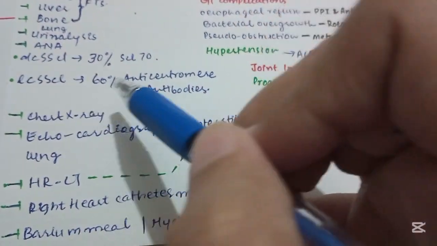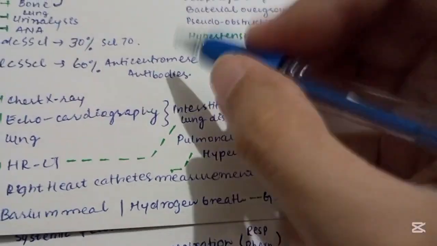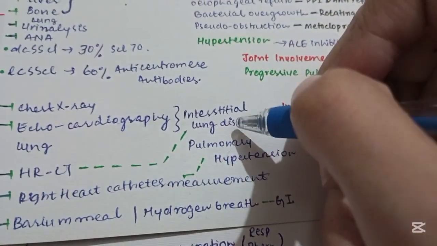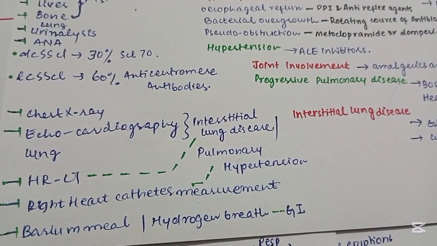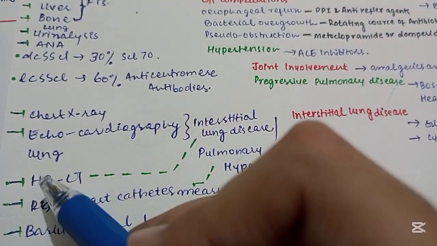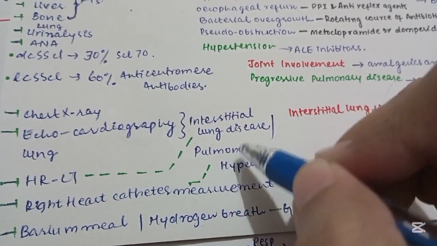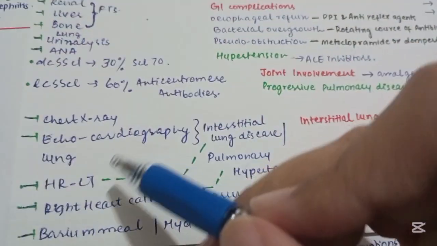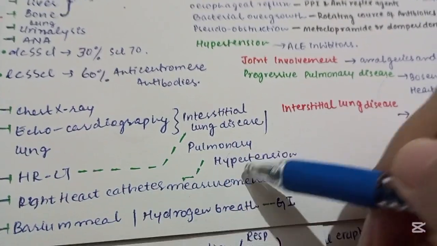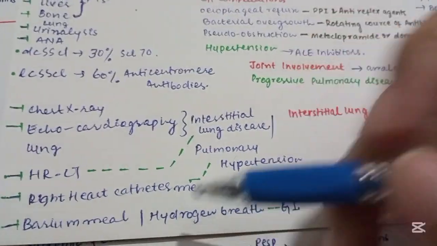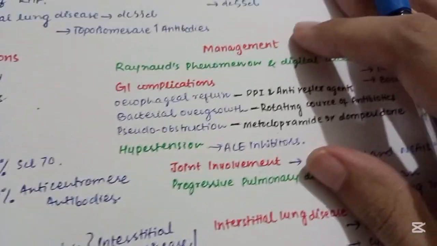Next, chest X-ray can be done, and echocardiography. If interstitial lung disease is suspected, then a high resolution CT can be done, and if pulmonary hypertension is suspected, then right heart catheter measurement is done. Barium meal and hydrogen breath tests can also be done.